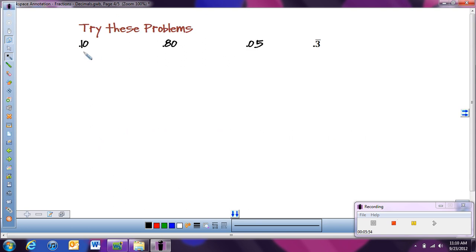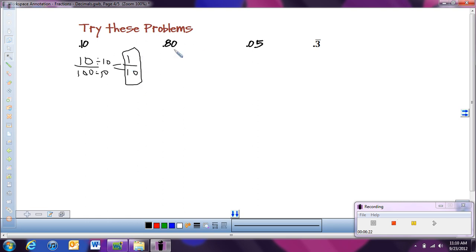Here we have 10 hundredths. So let's write that as a fraction. 10 hundredths. Hundredths is written as 100 because it's hundredths. And then we can simplify. So I know that 10 goes into both 10 and 100, so I'm going to divide by 10 on the top and the bottom. And I will get 1/10. And that would be my answer in simplest form.